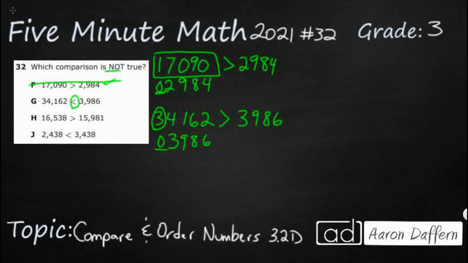But I think we might have found our answer. G says that 34,162 is less than, but it's greater than because it has a 3 in the 10,000s, and the 3,986 has a 0 in the 10,000s. It's got nothing there. So you're always looking at the largest spot first. So I'm pretty sure G is my answer. But just to be sure, let's double check with H. So I'm going to do H right down here.